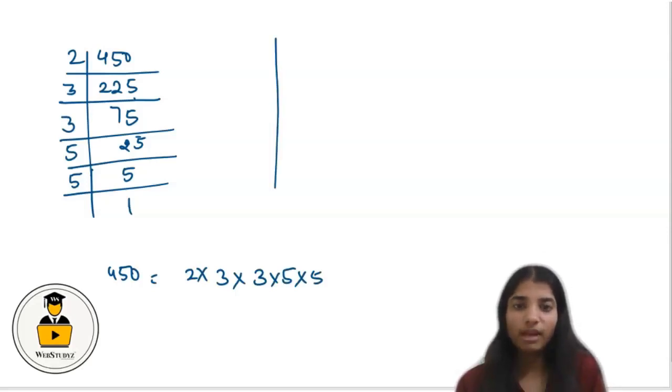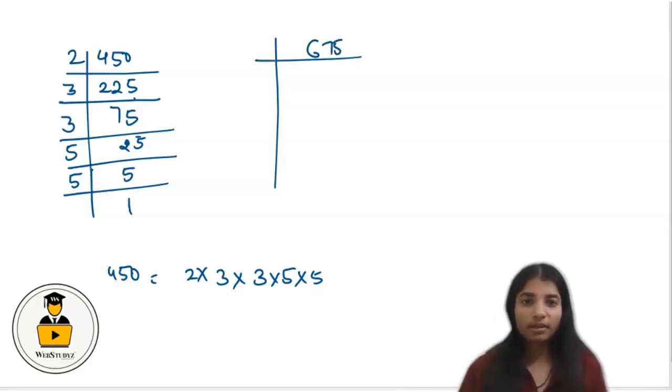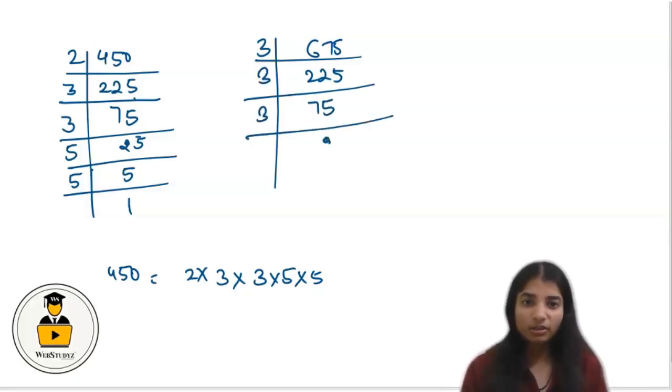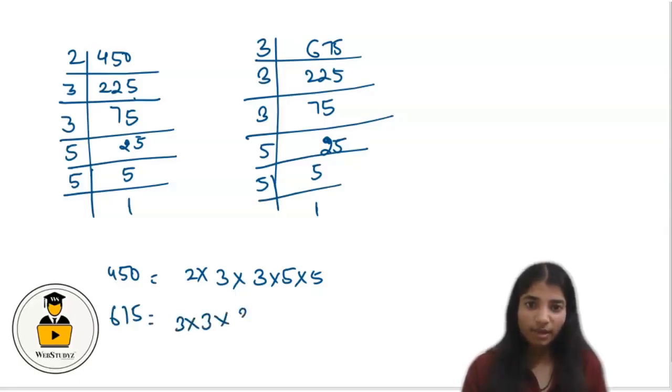Now we find the factors of 675. 675 is not divisible by 2, but it is divisible by 3. When we divide 675 by 3, we get 225. Again 225 is divisible by 3, so we get 75. Again 75 is divisible by 3, so we get 25, and 25 is divisible by 5, so we get 5, and 5 divided by 5 gives 1. So the factors of 675 are 3 multiplied by 3 multiplied by 3 multiplied by 5 multiplied by 5.